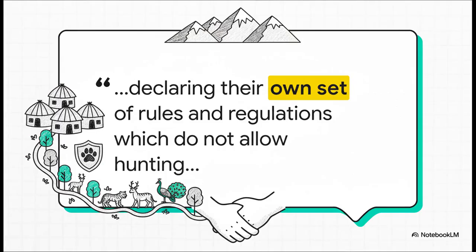This is another fantastic example. This quote is about 5 villages in Alwar, Rajasthan. What did they do? They declared a huge area of forest as their own sanctuary, the Bhairodev Dakov Sanctuary. They made their own rules to protect wildlife. This shows that conservation can start from the ground up, led by the people themselves.